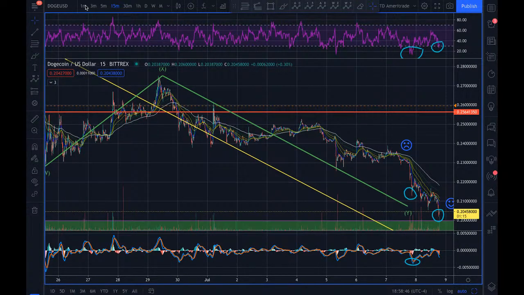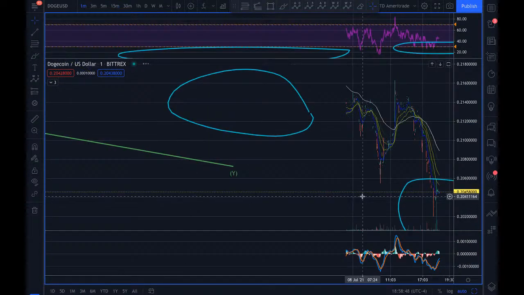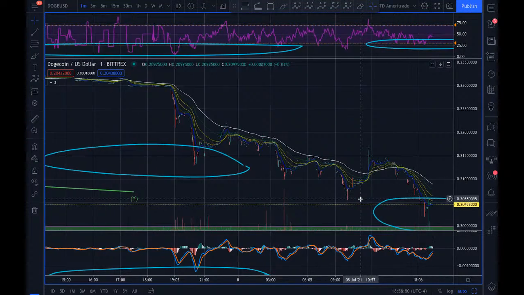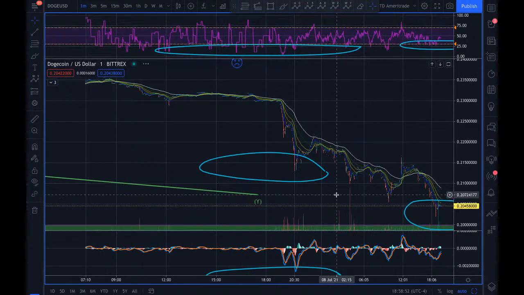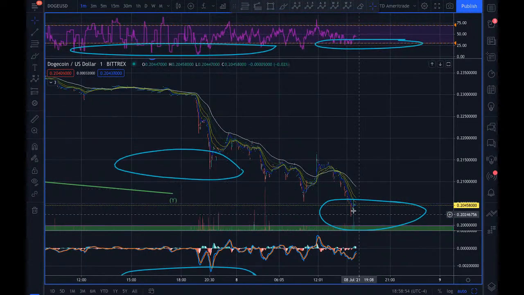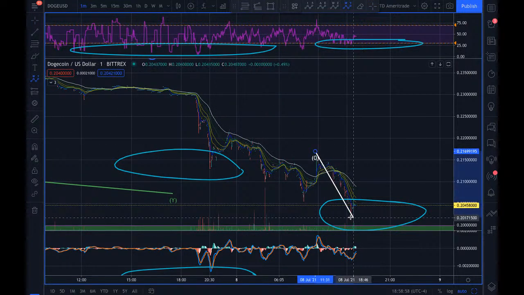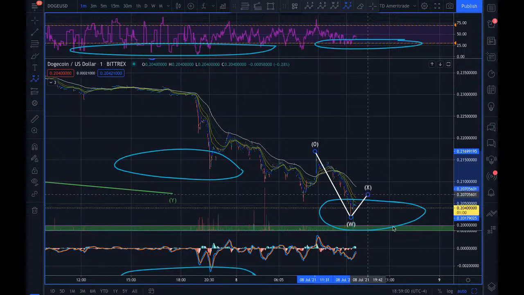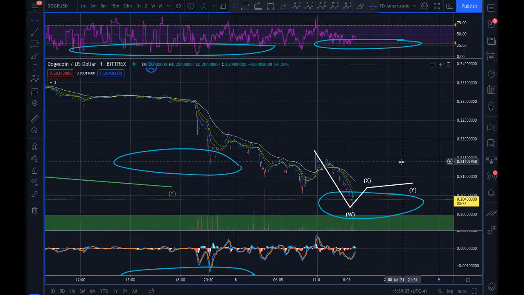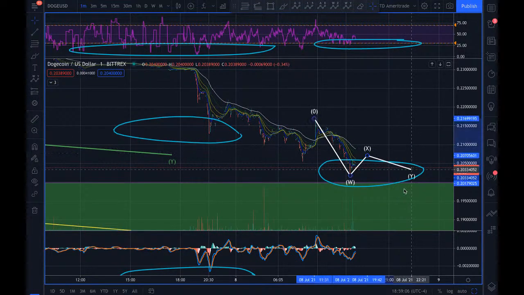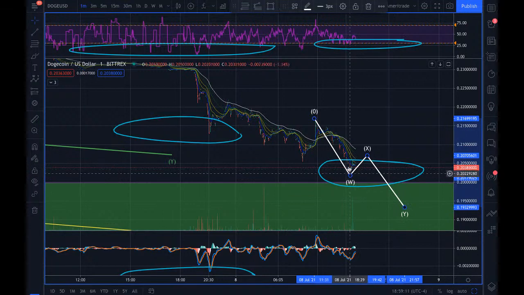All right, zooming back in on Doge, it looks like we're either in the wave 2 of this final wave coming down, or it's done. It's either going to be like this, go back down, something like this, or it's finished right here.